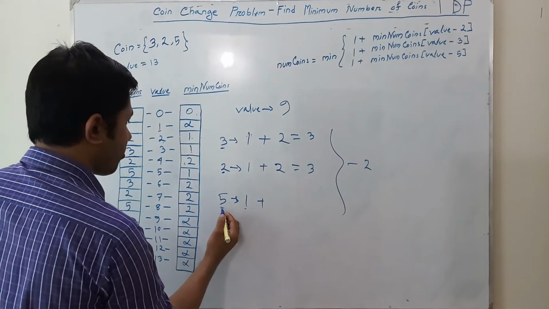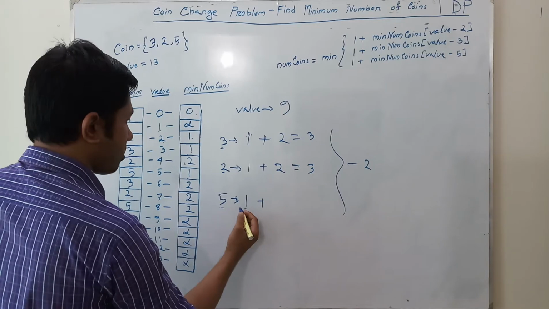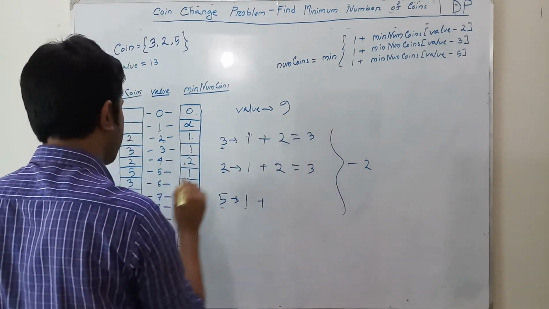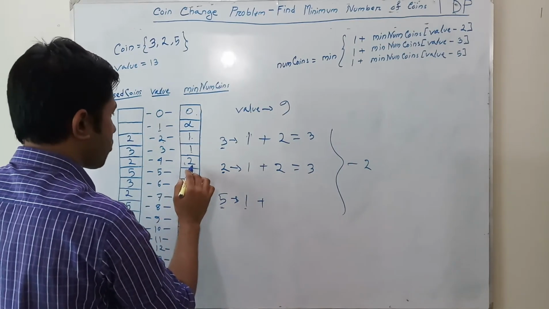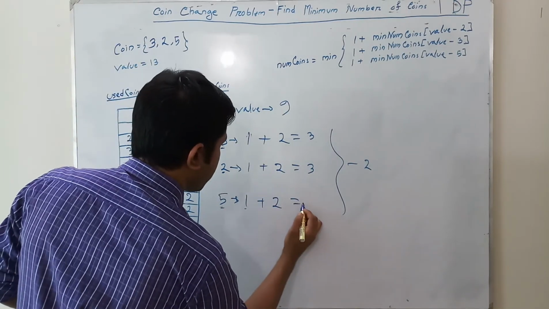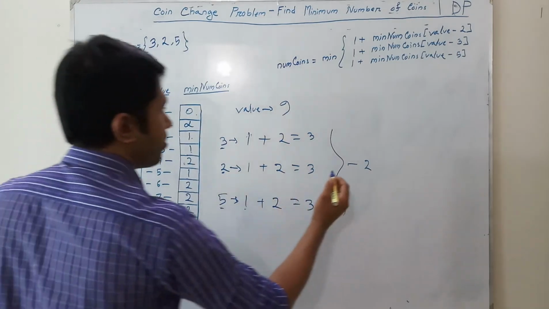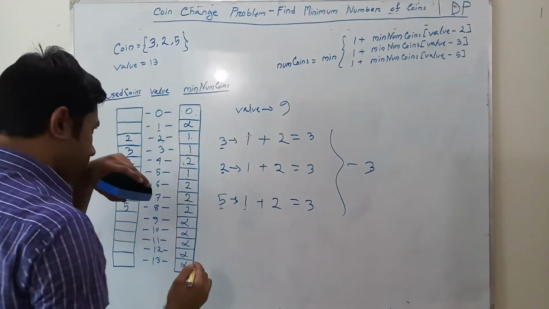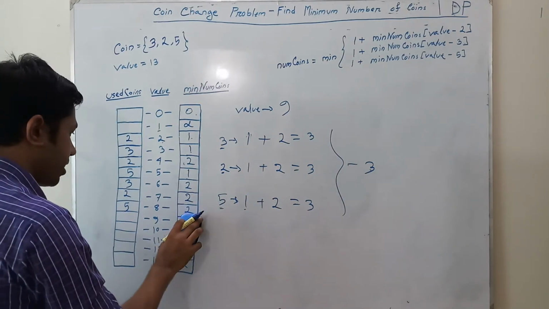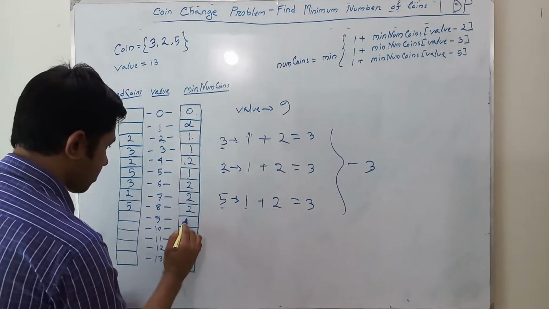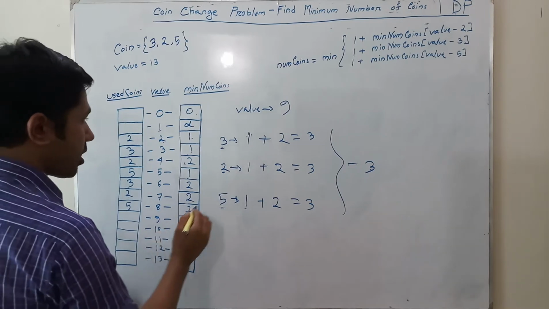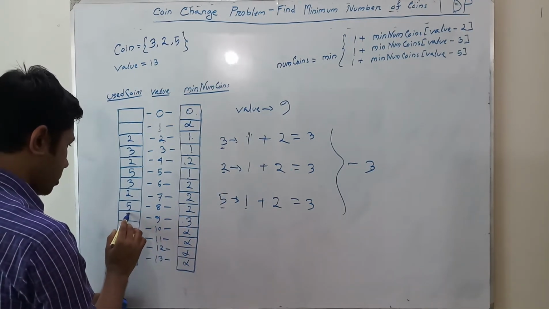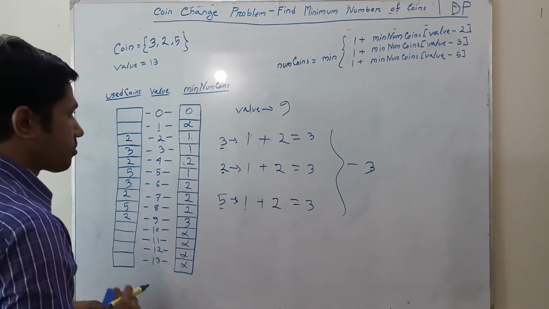When we use the coin 5, after using the denomination 5, we have remaining value 4, and for 4 the minimum number of coins we need is 2. So here we also need 3 coins. So the minimum number of coins here we need is 3. So we will store the value 3 here, and we can use any coin. If we use 2, then we will store the value 2.